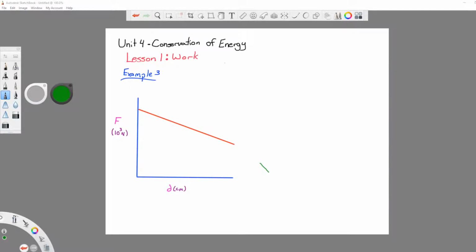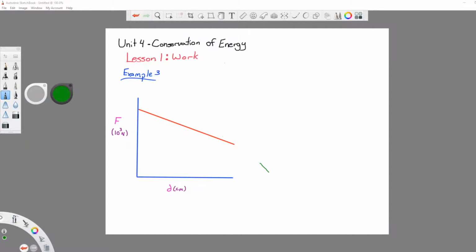All right, and welcome back to unit number 4, conservation of energy. This video is still on lesson number 1 pertaining to work, and we're going to be going over example problem number 3. Now, this example problem is, I think, quite straightforward, and I think that most of you now have some skills at reading graphs, so it should go over fairly easily.